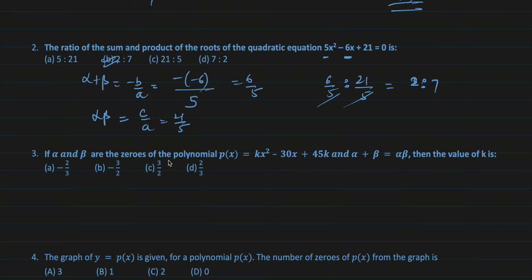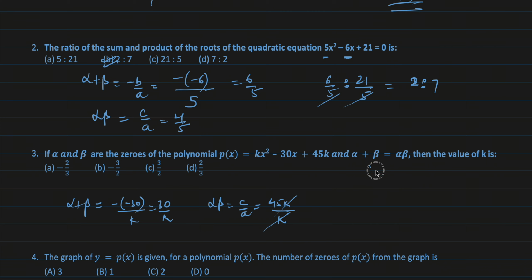If alpha and beta are the zeros of this polynomial and alpha plus beta is alpha beta, then find the value of this. Okay, same thing we will use. Alpha plus beta, what is given to us? That's minus of minus 30 by k, which is 30 by k. What is alpha beta? C by a. 45k by k. You can cancel it, it's only 45.